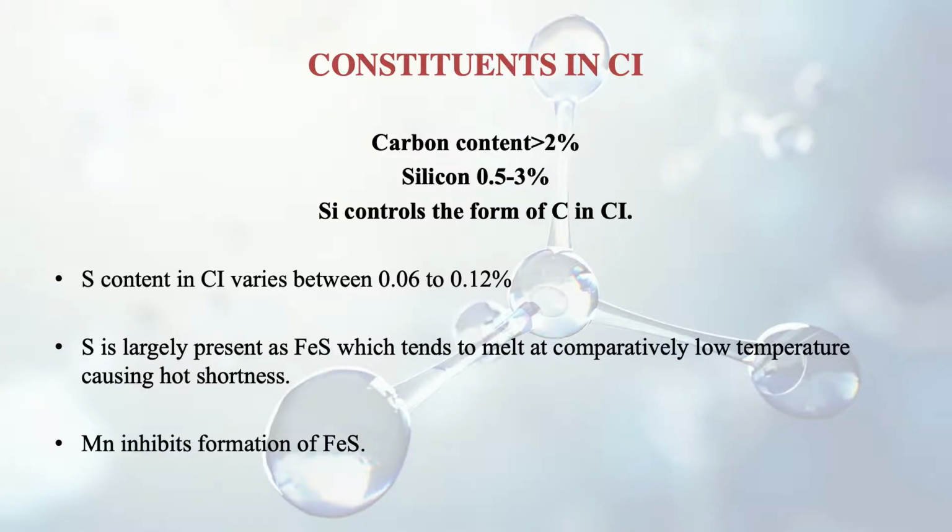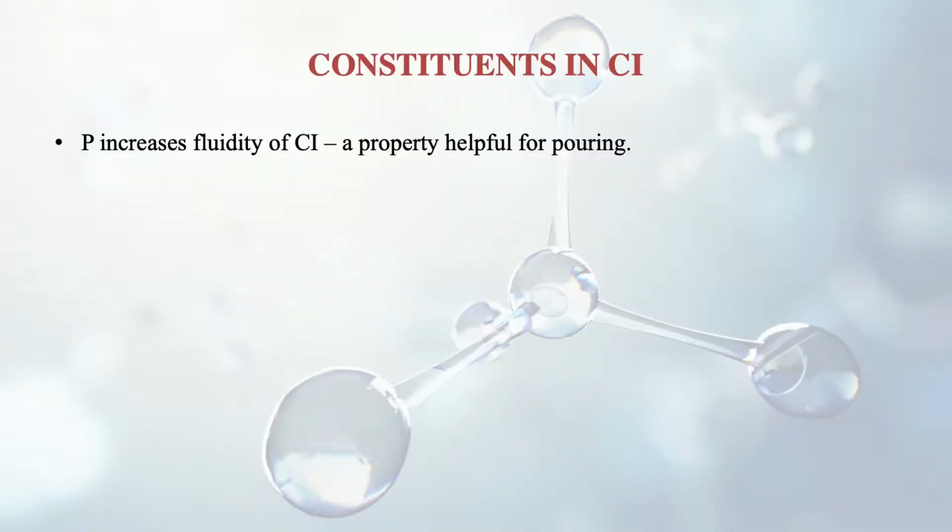And manganese actually inhibits the formation of ferrous sulfide, FeS. So if we have sulfur, then we can add manganese, because it will help to prevent the formation of iron sulfide, which is detrimental to cast iron. Phosphorus, in the case of cast iron, increases fluidity, so it is helpful for the pouring process.